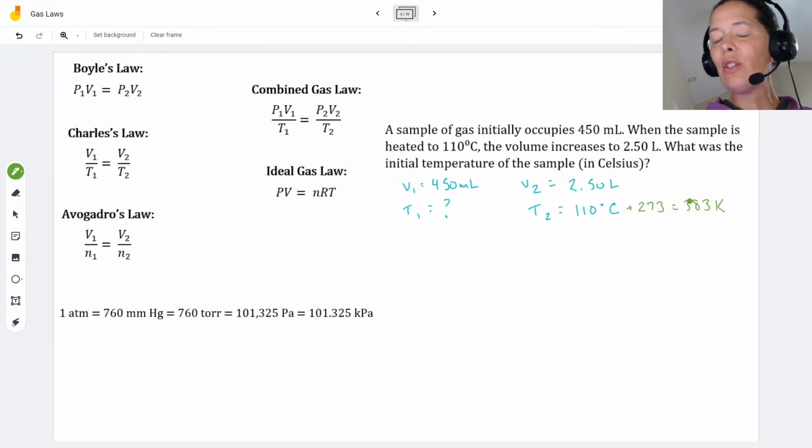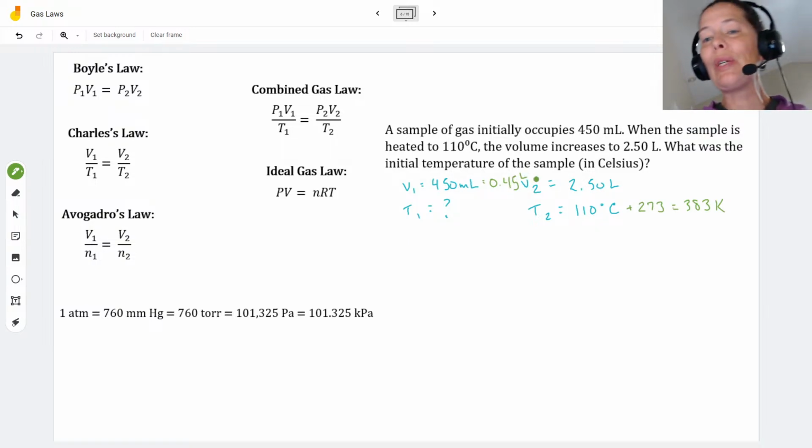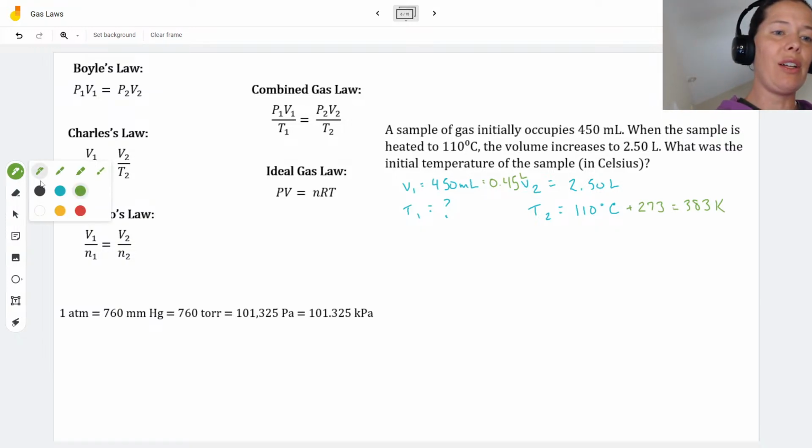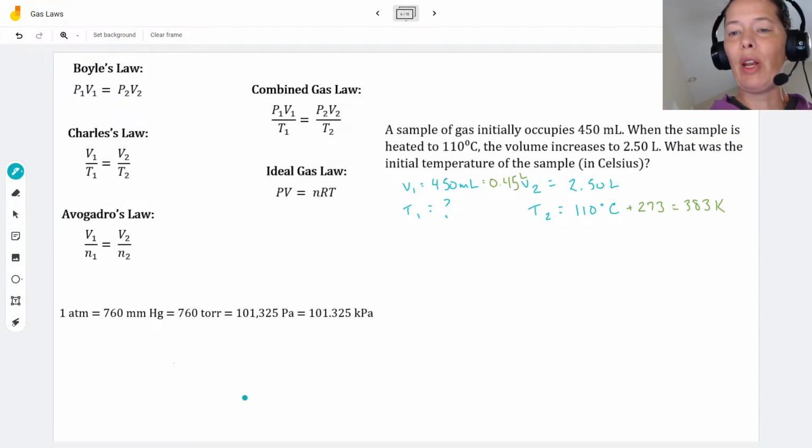Also, what we have is we have a unit mismatch. This is another place where the problem is trying to trick us. We have milliliters in V1 and liters in V2. Again, it doesn't matter if you convert the liters to milliliters or the milliliters to liters. They just have to match. I think I will convert this V1 to liters, so that would be 0.45 liters. I'll kind of squeeze that in there. And now we have units matched, and like Celsius, we converted that to Kelvin, which we always have to do in gas laws. And we're ready to write down Charles's law and plug what we know in.